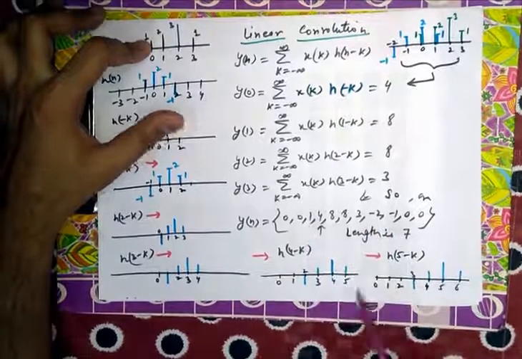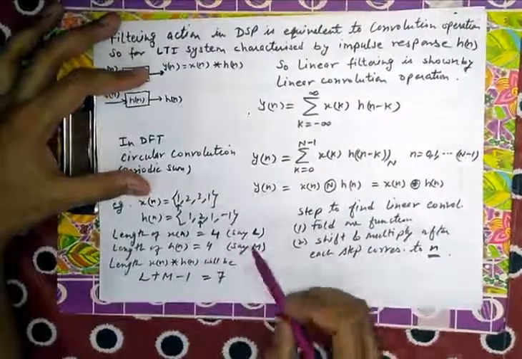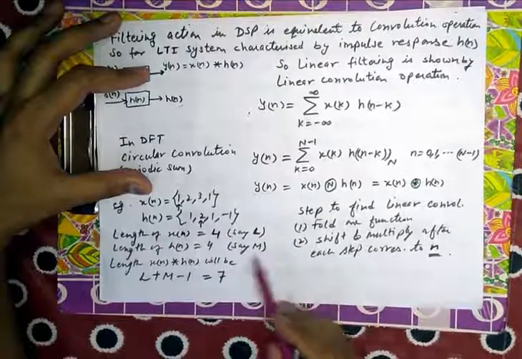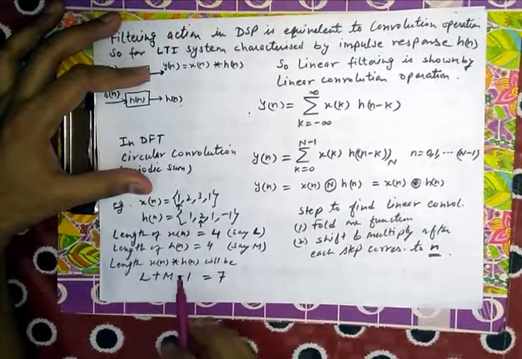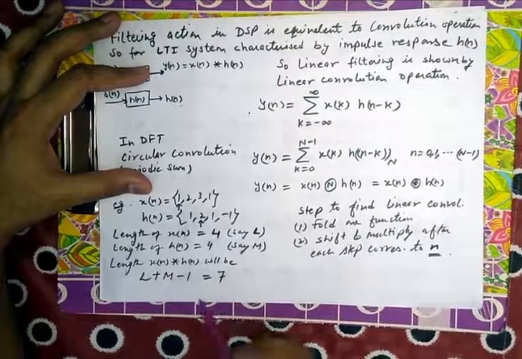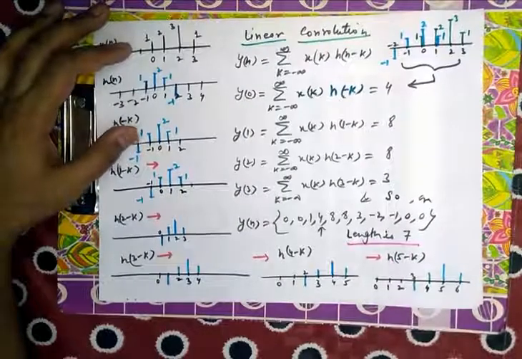7 non-zero values means the length of this sequence is 7, which is true as per the earlier calculation: x has length L equal to 4, h has length M equal to 4. The length of the convolution sequence will be L plus M minus 1, that is 4 plus 4 minus 1, which is 7. So we have calculated the value, and it is equal to 7.